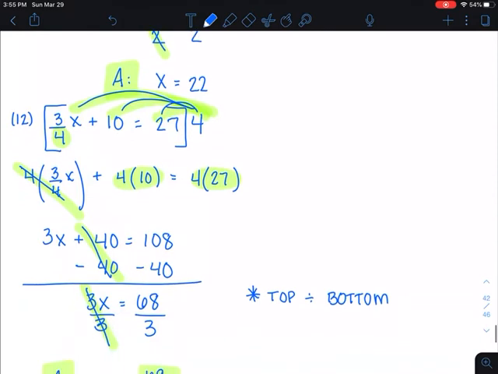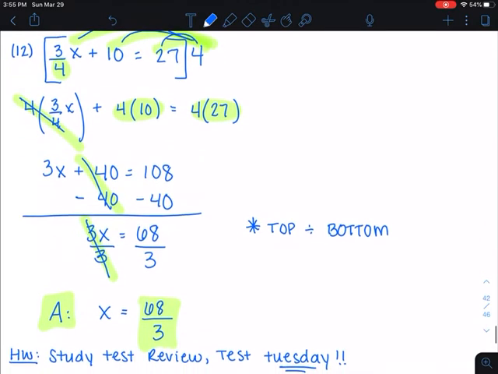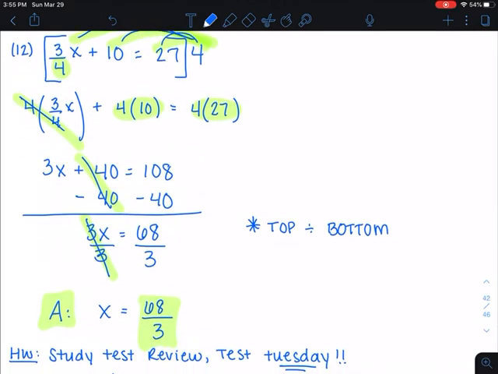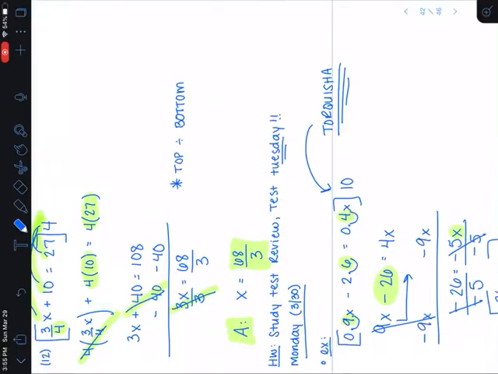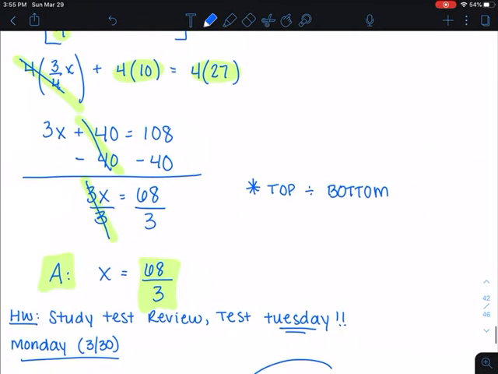We should have all this written down so far. This is just a quick refresher on how to do this. We had 3/4 x plus 10 is equal to 27. We want to multiply by the least common denominator. We only have one denominator in this case, so we're going to multiply by 4.